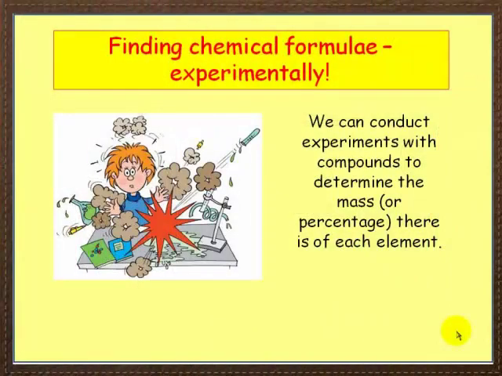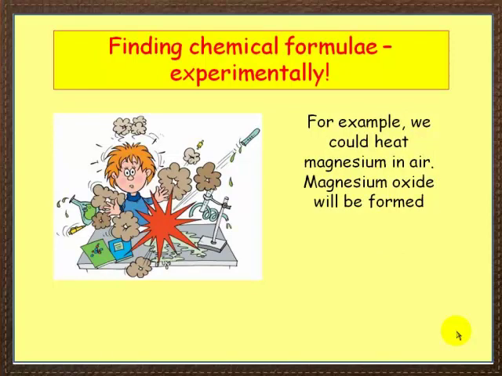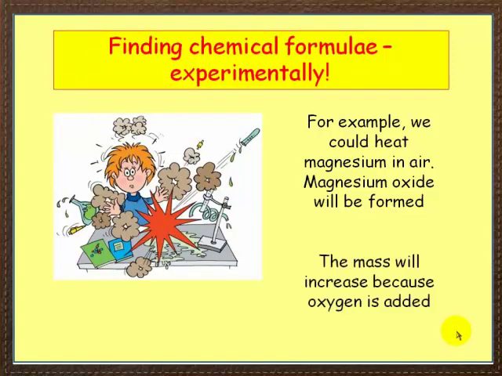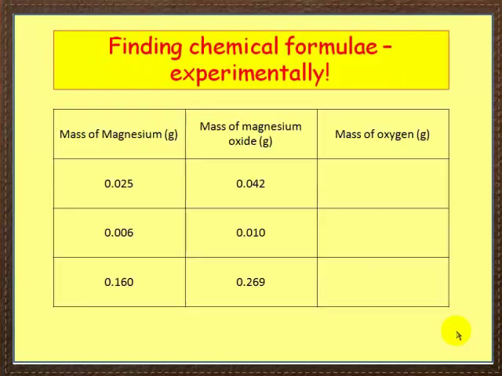First of all, finding chemical formulae experimentally. As shown in this little diagram here, we can conduct experiments with compounds to determine the mass or percentage of each element. For example, we could heat magnesium in air. Magnesium oxide would be formed, and of course the mass will increase because oxygen is being added. So we may get the following results table.